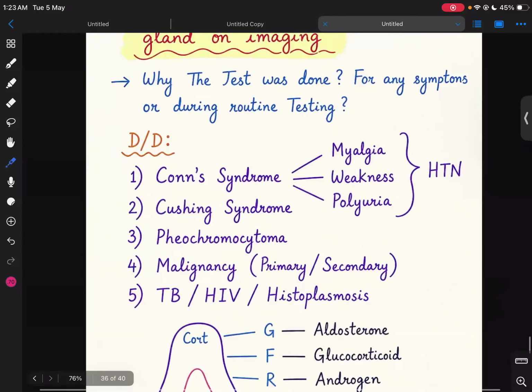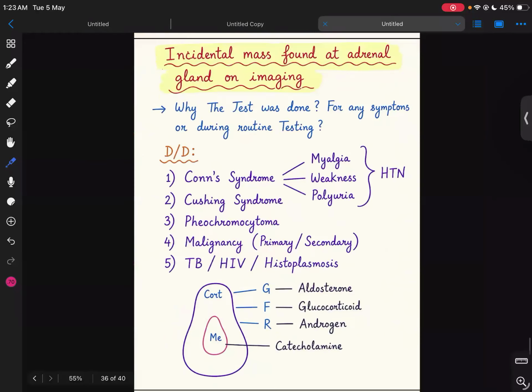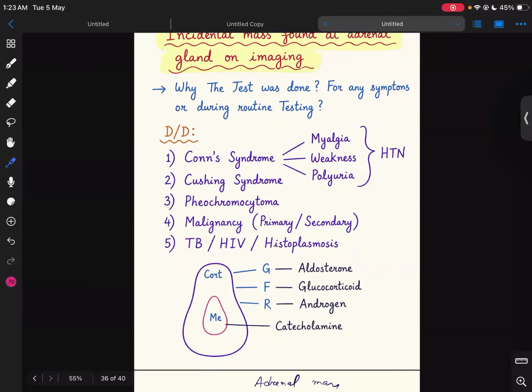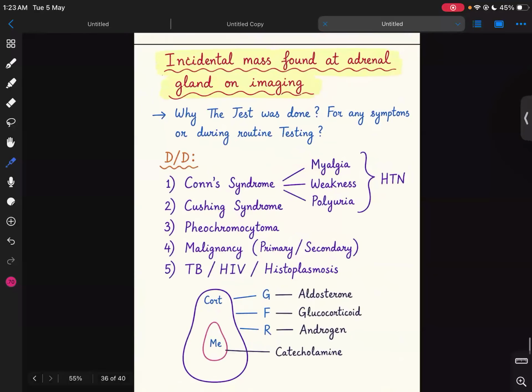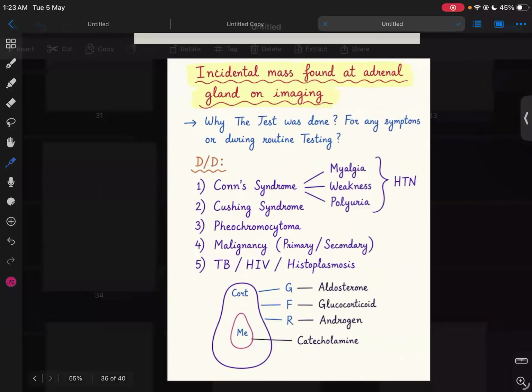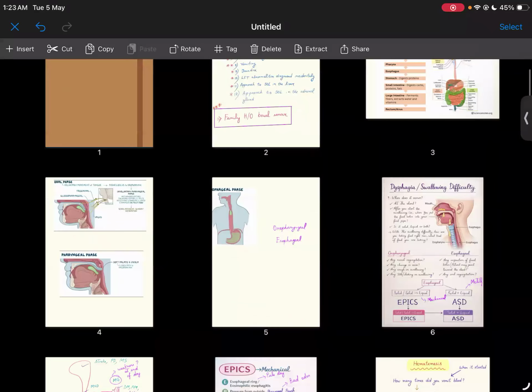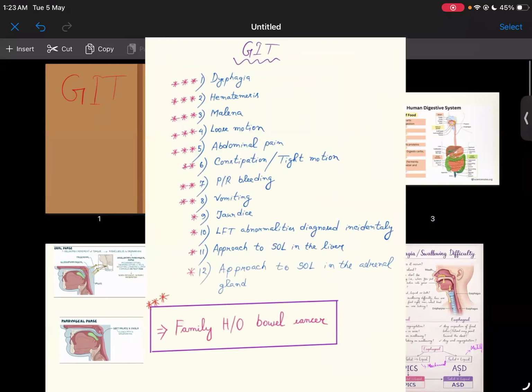May I know, is it clear to all the doctors? Any question from this prompt of incidental liver mass? Sorry, renal adrenal mass? Okay. Can I expect any question from any of the doctors regarding any of the prompts discussed today? So we are about to end our session.